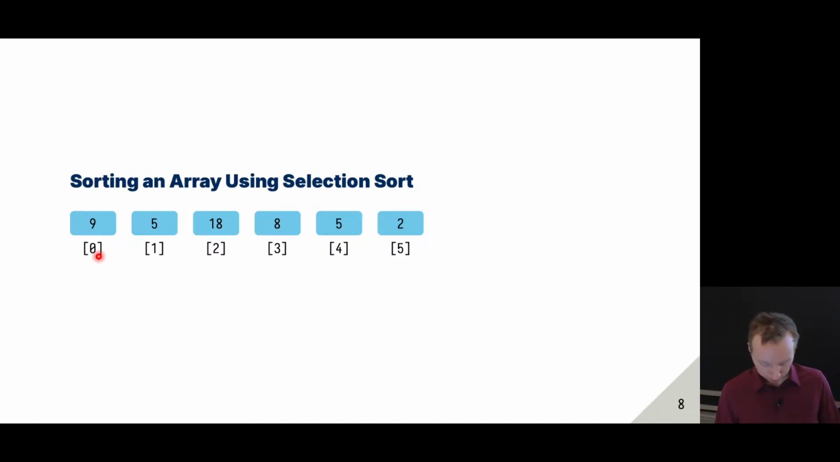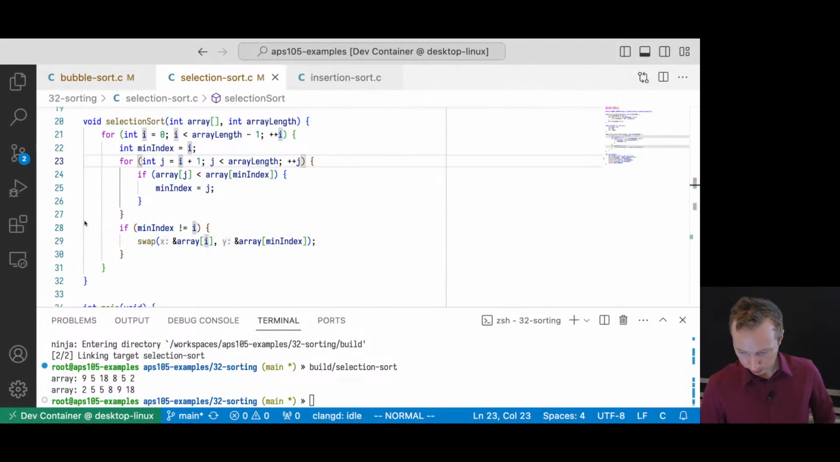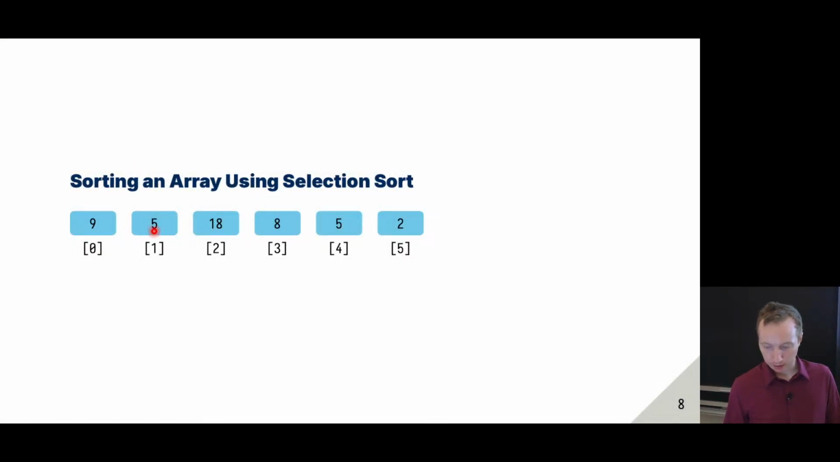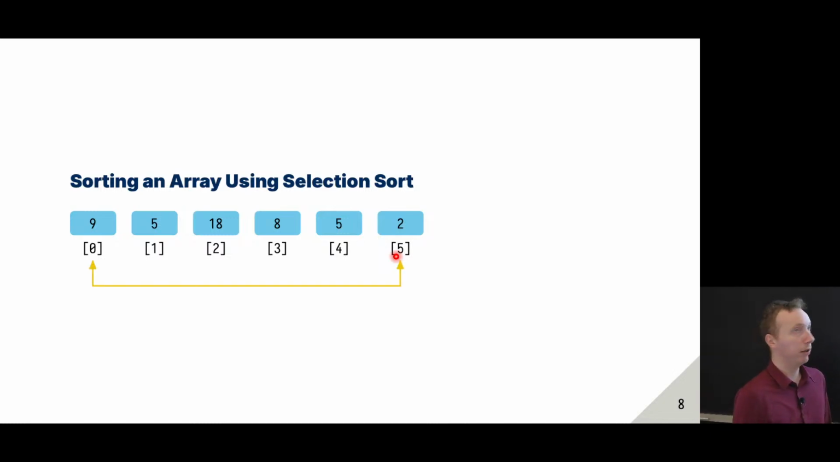So the first time through this inner loop, j would be equal to 1. So I'm first comparing it against the element at index 1. And then in this case, the value there, 5, is less than 9. So the minimum index is now equal to 1. And then if I look and I scan, okay, 18 isn't less than 5. 8 isn't less than 5. 5 isn't less than 5. 2 is less than 5, so min index would be 5, and then I is 0.